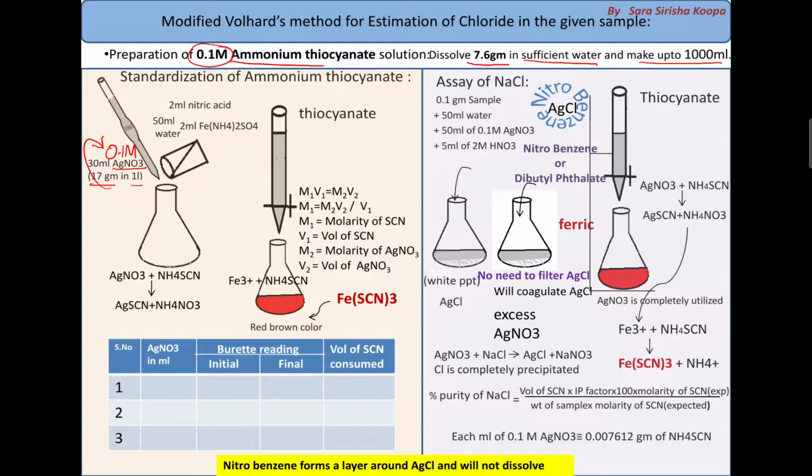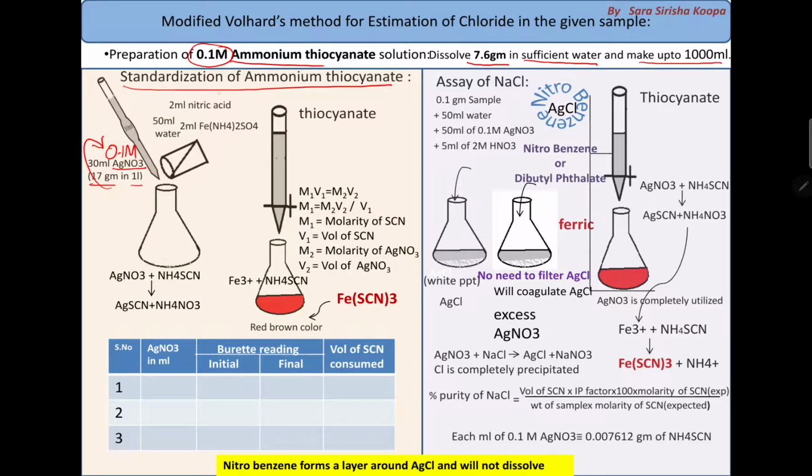Whatever ammonium thiocyanate you have prepared, you have to check whether it is 0.1 molar, or less, or more. For that, we do the standardization. Coming to standardization of ammonium thiocyanate, you require a conical flask, pipette, beaker. And the chemicals you need are 30 ml of 0.1 molar silver nitrate, 2 ml nitric acid, 50 ml water, 2 ml ferric ammonium sulfate. These we require for standardization.